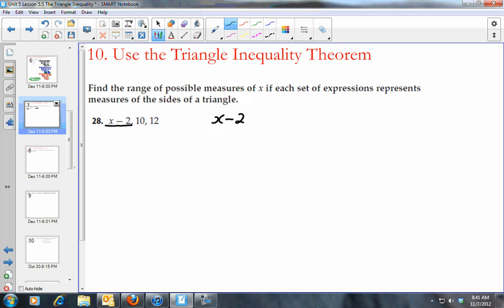If we take x minus 2 and we add it to 10, it's got to be greater than 12, right? So that'll be x, negative 2 plus 10 is 8, and I get x is greater than 4.